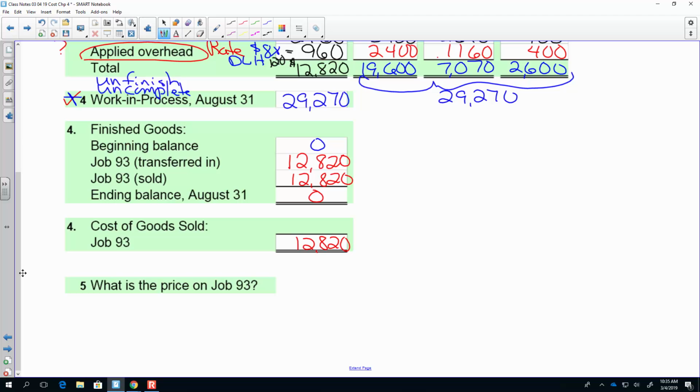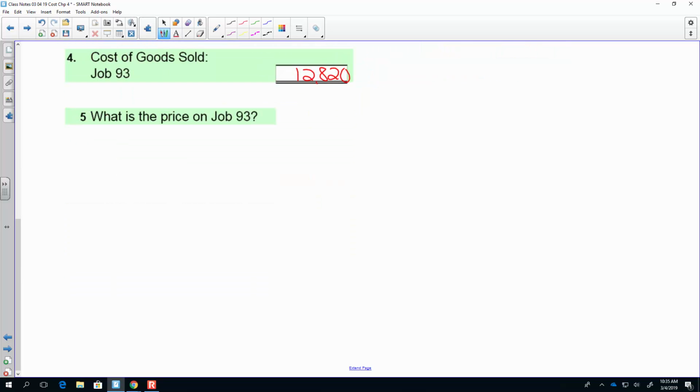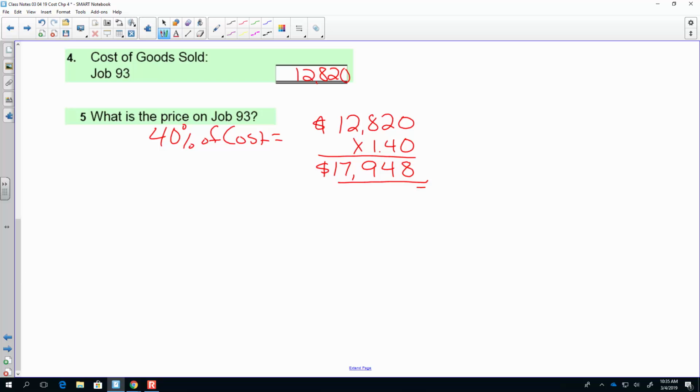And what's our markup for this job 93? 40%. 40% of cost? Yep. So what's the quick way to do it? Multiply the cost by what number? 1.4. 1.4, right? Cost is the 1, 0.4 is the markup. And again, round to the whole dollar if it doesn't come out. Oh, it does come out nicely, doesn't it? So the answer to question 5 is I'm going to sell it for $17,948.